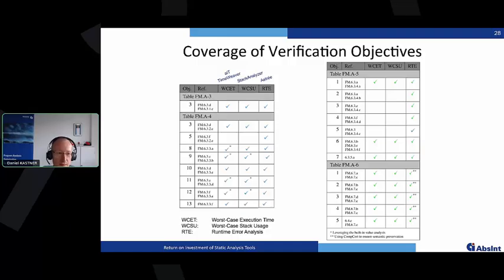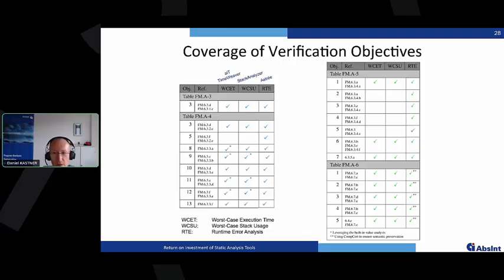So you can see different objectives where worst case execution time, worst case stack usage, or runtime error analysis, code guideline checking can contribute. The green things here are direct contributions, and the blue ones show where the tool results can be used to discharge higher level objectives. And you can see that it's quite a number of objectives to which this is relevant.